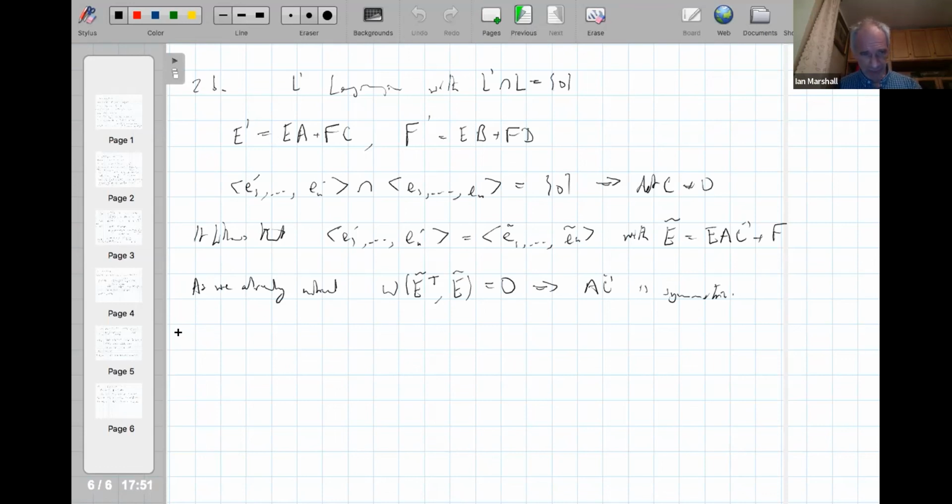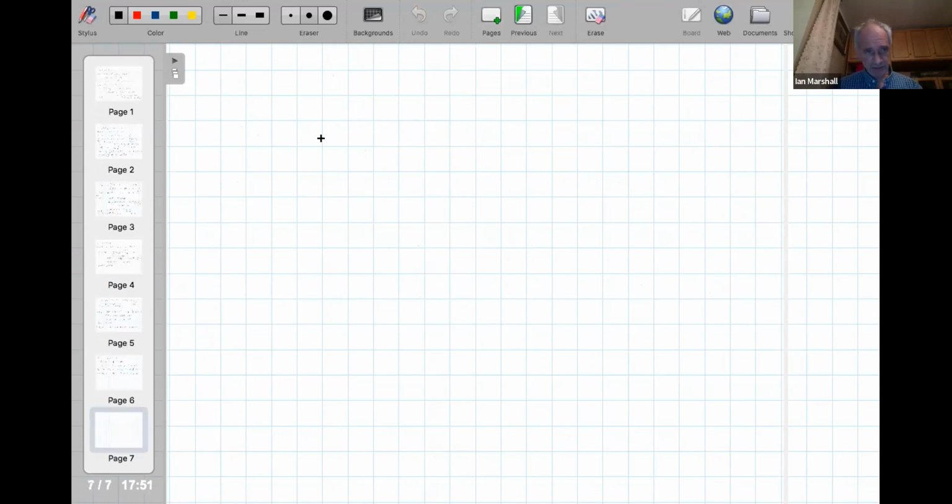I don't know if it's 2C, I guess it's 2C. Maybe it's a good idea to go to the next page. So we're given L prime in V, a Lagrangian, and we are told that the dimension of L intersect with this is equal to K.